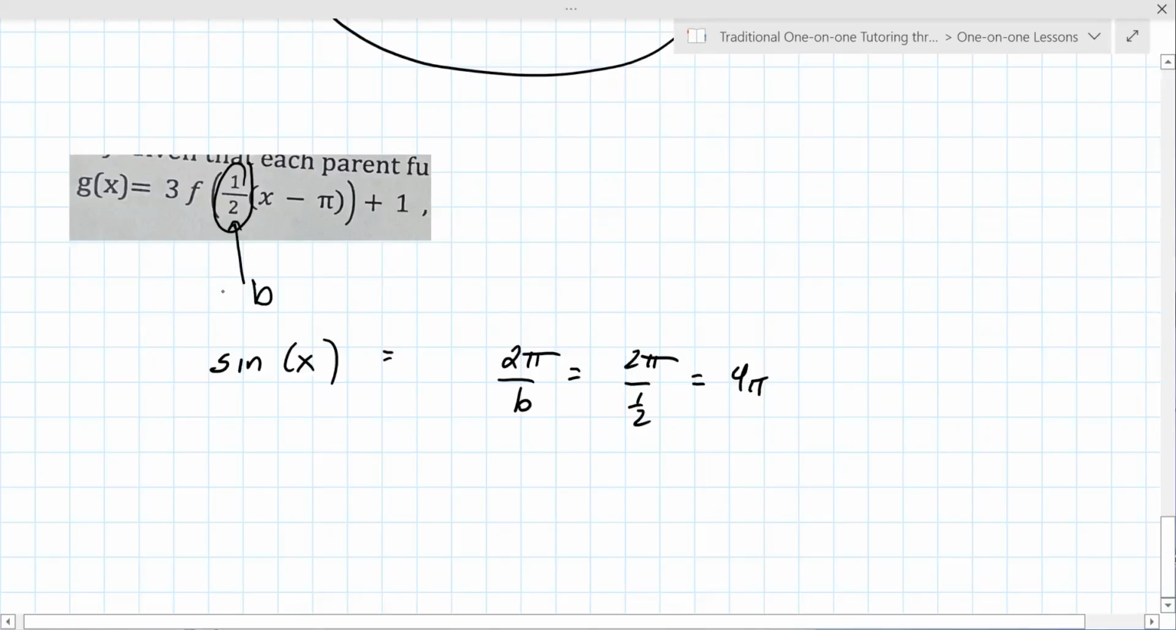There's a lot more that's going into this, but I don't see the need to get into more detail than that. That's what you want to remember. It's 2 pi over b. B is that number in front. Call it good. Okay.